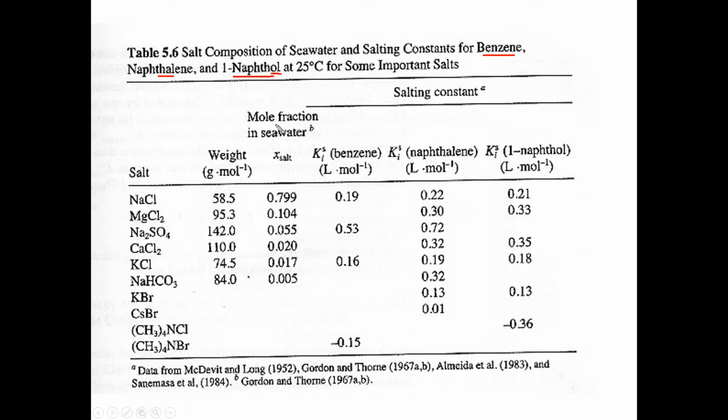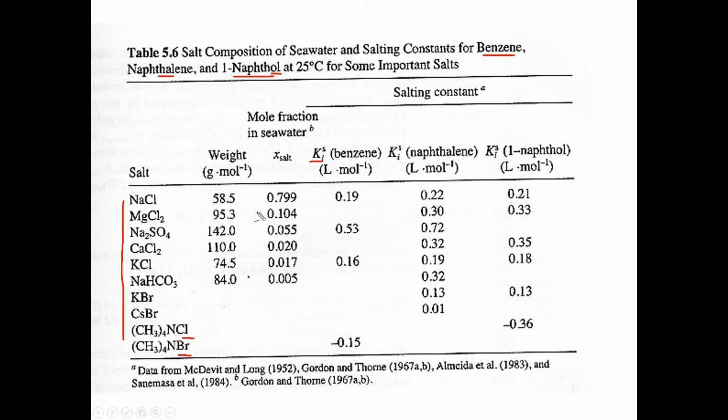And somebody has taken the trouble to go measure Setschenow constants, Ks, for these compounds in a whole bunch of different salts: sodium chloride, magnesium chloride, sodium sulfate, all kinds of crazy things, even these amine salts. This is a quaternary methylamine chloride, and this is a quaternary methylamine bromide. So they've taken the time to measure the Setschenow constants for these chemicals in all these different salt solutions.